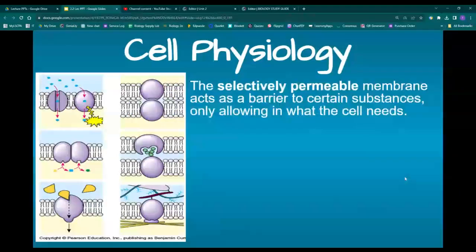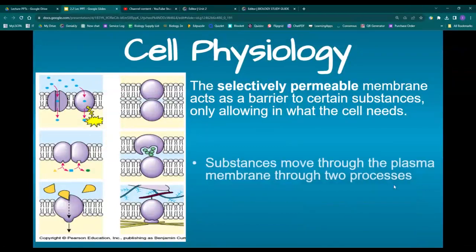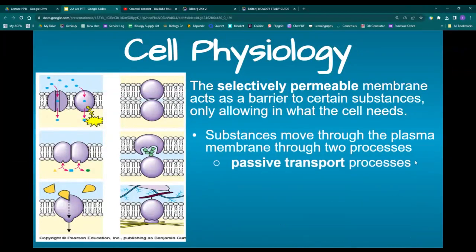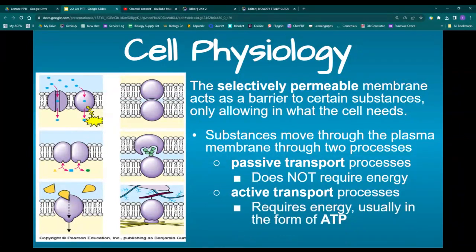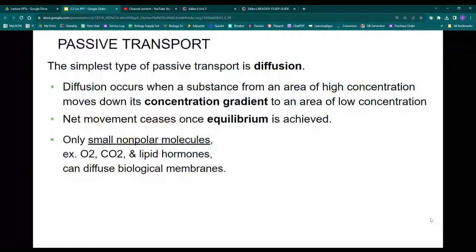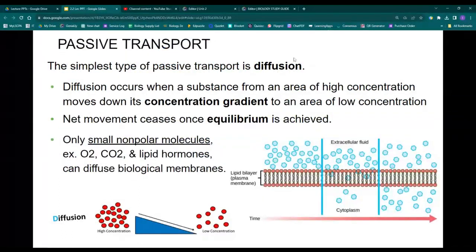How do things cross? Well, selectively permeable membranes have several different methods of getting things across the membrane. They may move through the plasma membrane through passive processes, meaning that it does not require any energy input. It's not going to take ATP. It's only going to go down a concentration gradient. Active transport processes require energy, usually in the form of ATP, but not always. We'll talk about why.